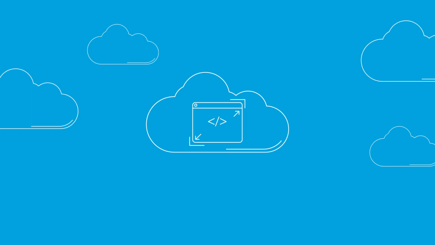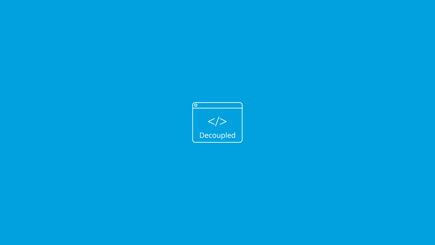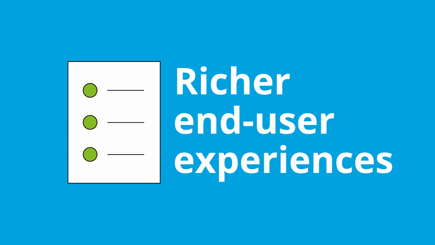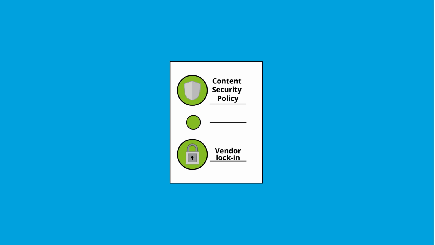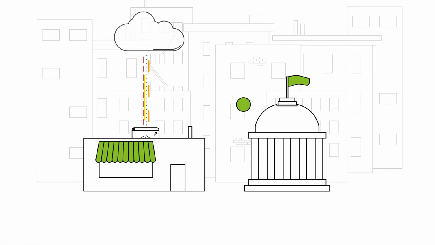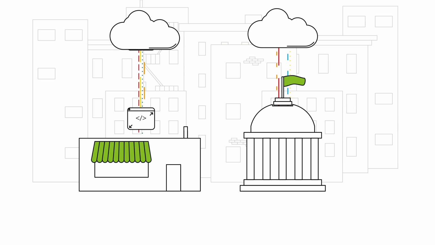Applications are designed to be infrastructure unaware and decoupled. With cloud-native architectural principles, you can deliver richer end-user experiences at scale per demand. These principles are also important to avoid or minimize content security policy impacts and vendor lock-in. Deloitte has helped commercial and government agencies just like yours modernize their application ecosystem.